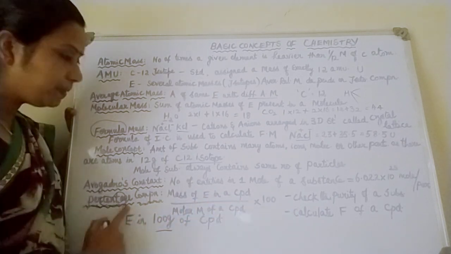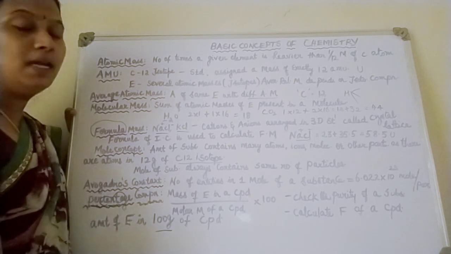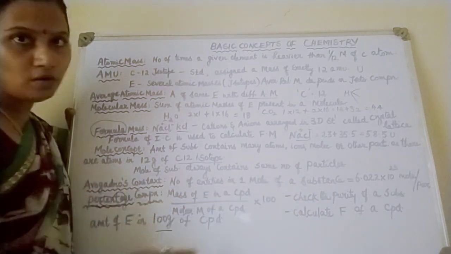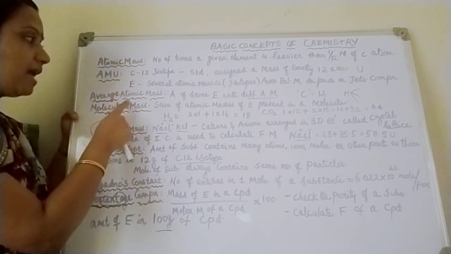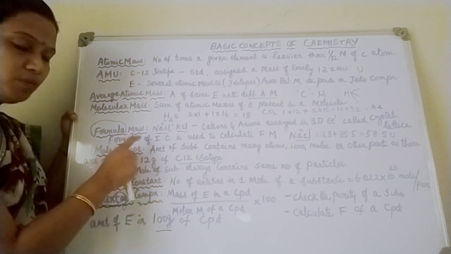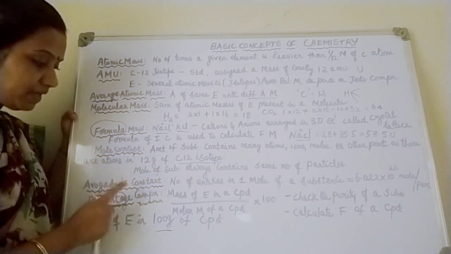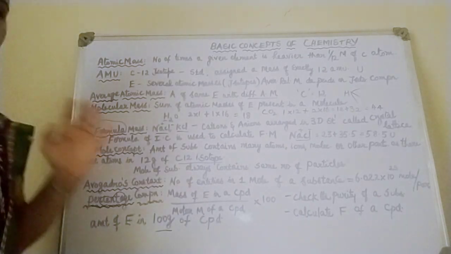So using your percentage composition, you can check the purity of a substance and you can calculate the formula of a compound. So we have seen atomic mass unit, atomic mass, average atomic mass, molecular mass, formula mass, mole concept, Avogadro's constant and percentage composition. We'll move to the next topic.